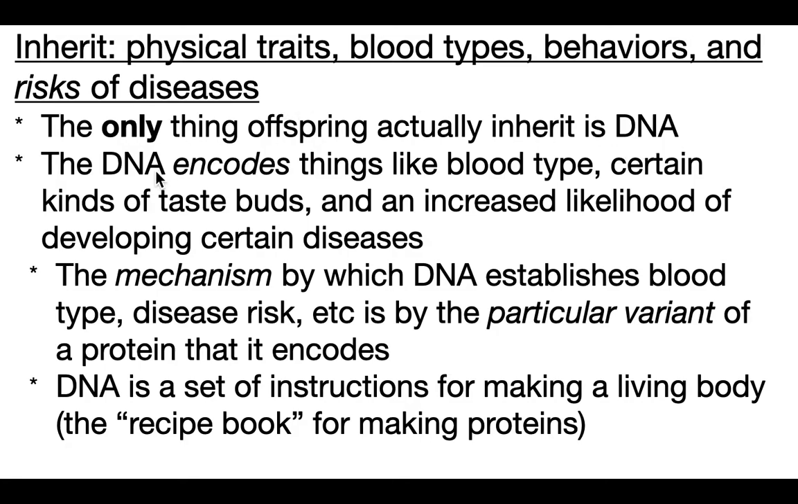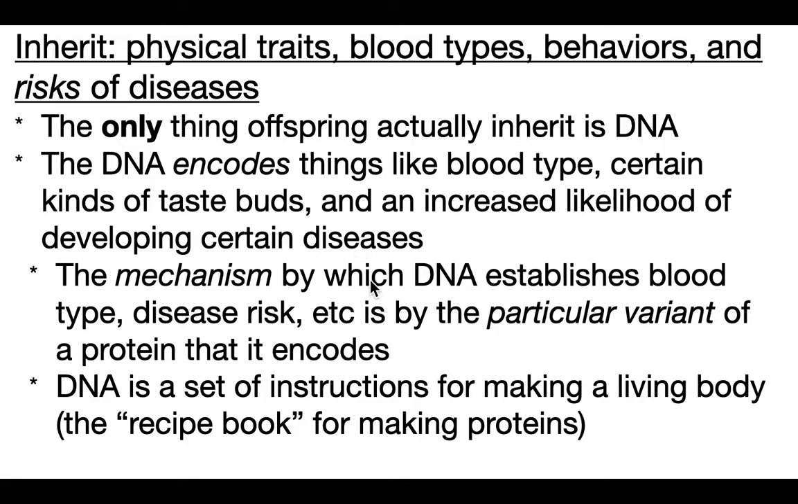That DNA encodes things like blood type, certain kinds of taste buds. You may have heard that some people taste broccoli as being very bitter and other people do not. That's actually something that is known. We actually understand what specific allele in which specific gene controls whether or not you taste the bitterness in broccoli. You might have an increased likelihood of developing certain diseases. So there are genetic proclivities that can be associated with these things.